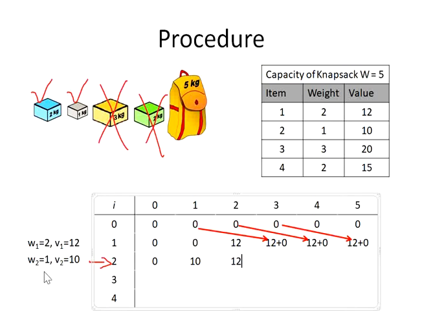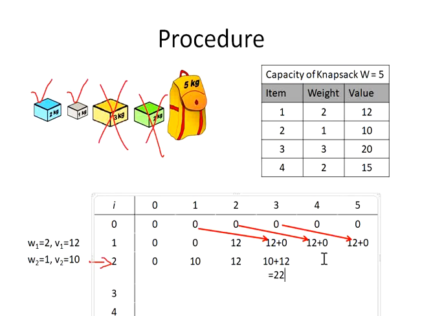Next, item 2 of weight 1 in a bag of 3. Yes, I can insert. And what is the value? The value is 10 plus how much is remaining? If I utilize 1 kg in a bag of 3 kg, 2 kg is remaining. What is the value of 2 kg in the previous row? It is 12. So this 12 is added here. Please consider this value will become 22.